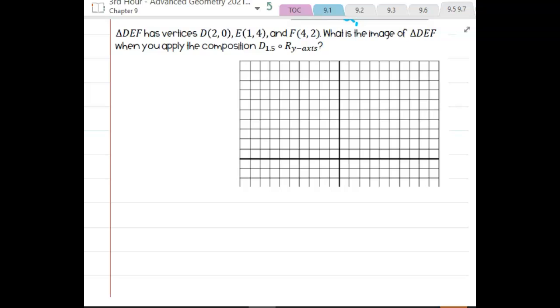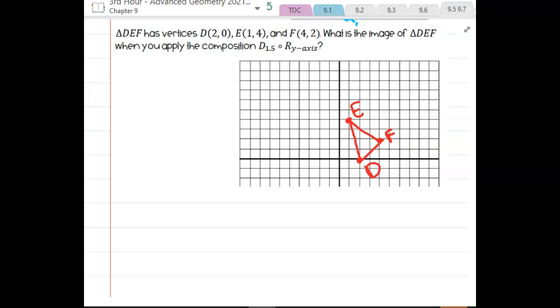So triangle DEF has vertices D at 2, 0, E at 1, 4, and F at 4, 2. Okay, we're going to do 2 things. So if you look at the notation here, we have the D with the little subscript 1.5, and then the composition of, okay, the big R with the y-axis. So let's start with that capital D to the 1.5.